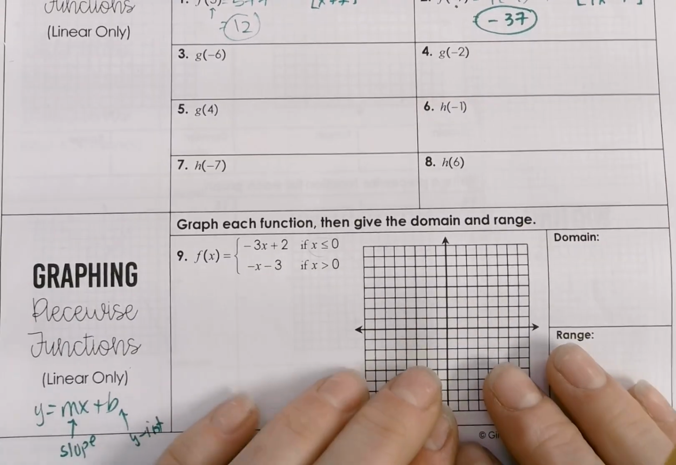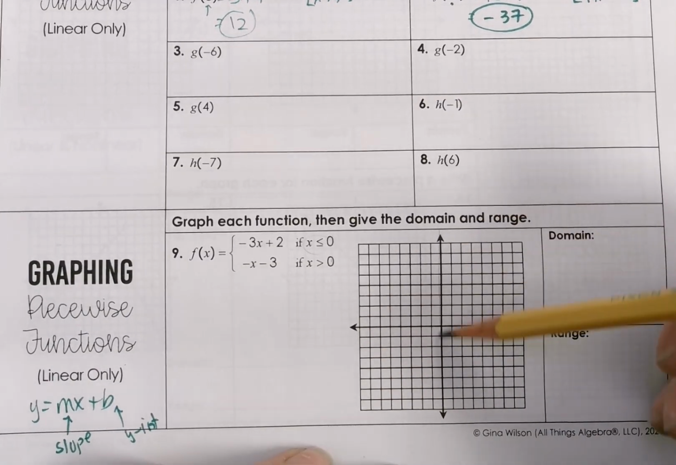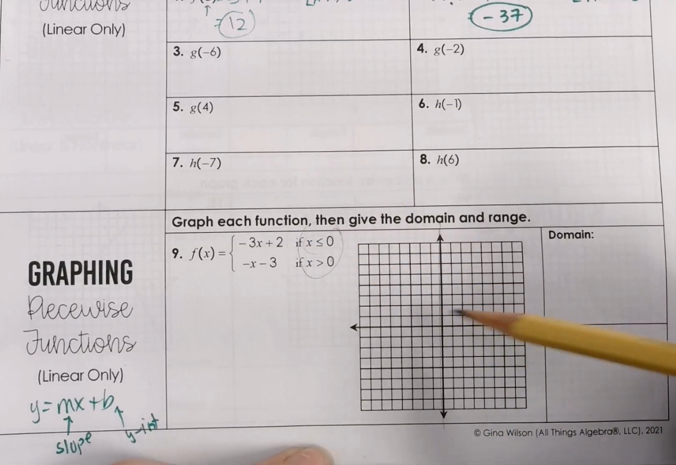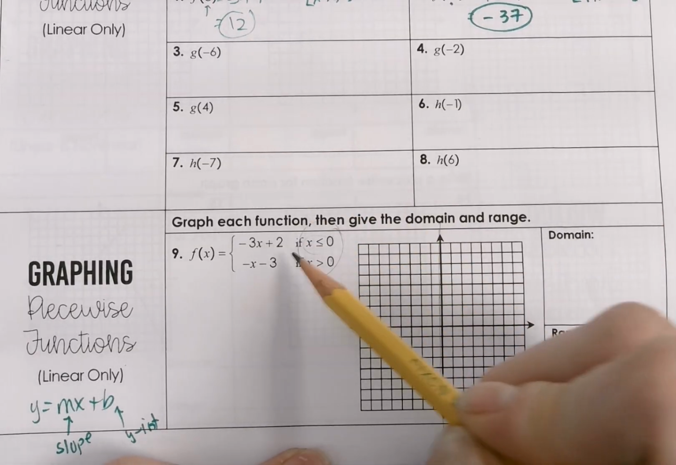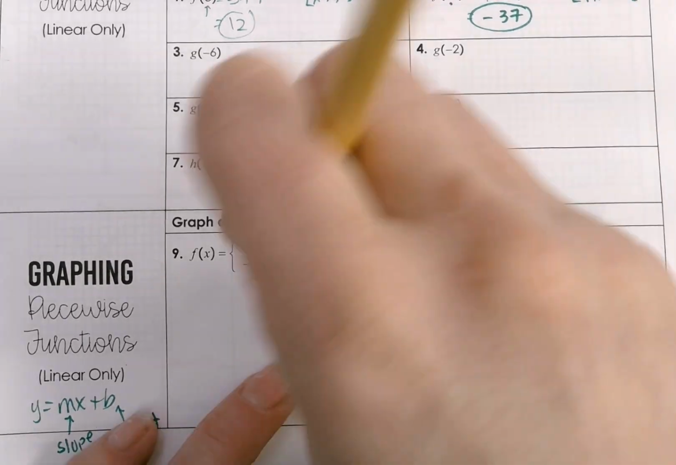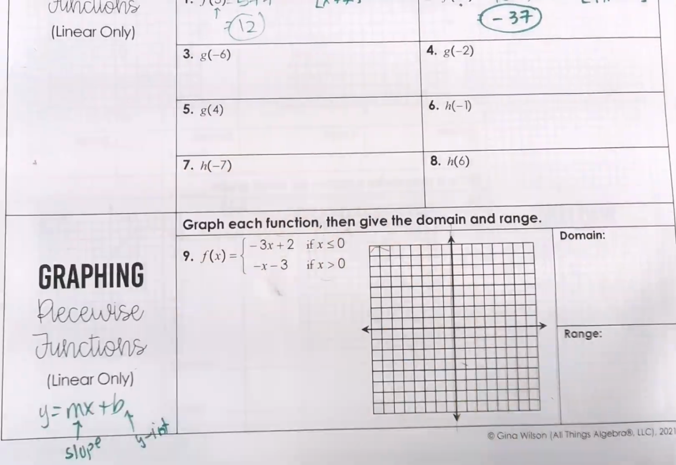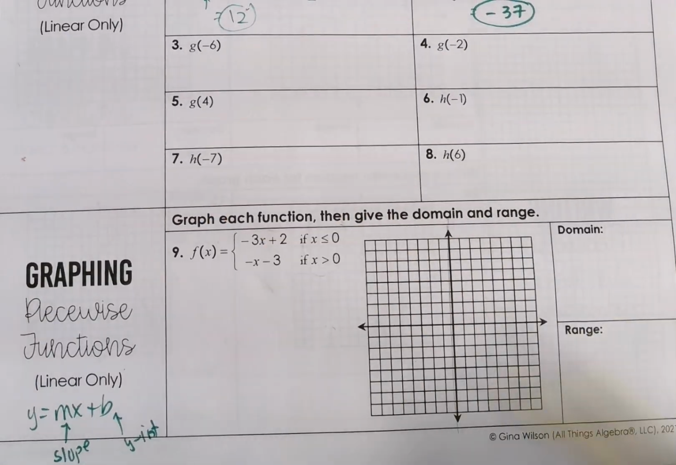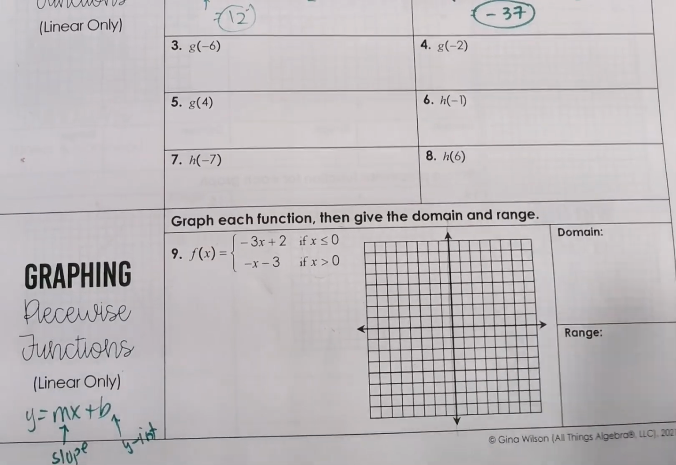But we're separating our graph with vertical lines. So this particular vertical line is at x equals 0. To the left of this line will be this line, and to the right of this line will be this one. Okay. So the reason I'm switching to a pencil here is so that I can graph the whole line and then erase the part that doesn't apply.